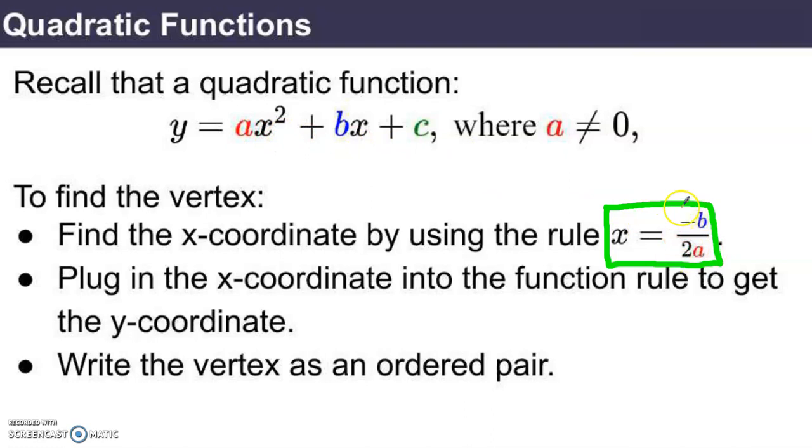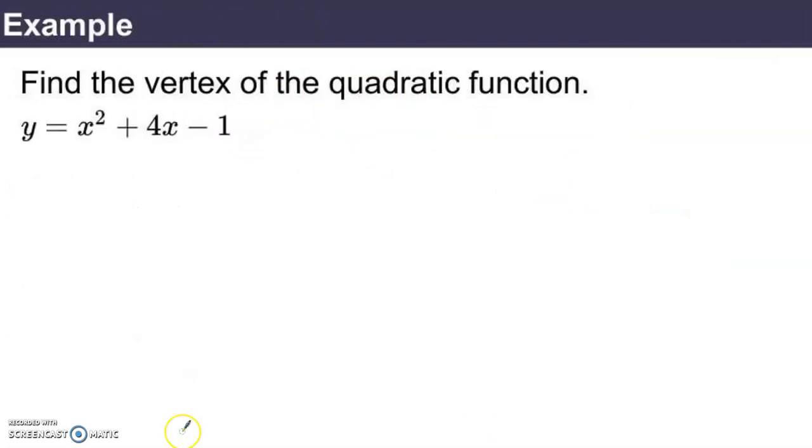Once you've found that value, plug that x-coordinate into the function rule. So you're going to take the value you get from this rule and replace both of the x's with that number, and then simplify the right side to get the y-coordinate. Then you've got an x value and a y value. Write that as an ordered pair. Let's do an example together.